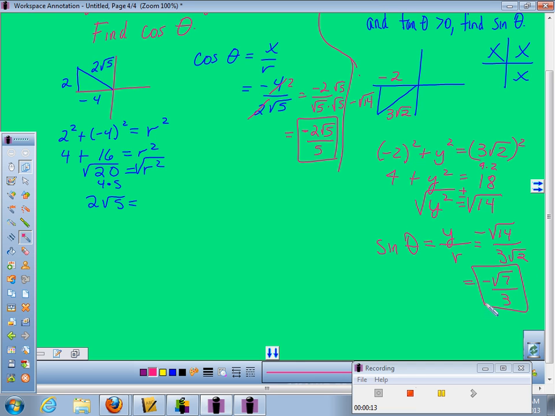Now, on your assignment sheet on these problems, it's going to say problem 5, and behind it, it's going to say sine. The instructions in the book tell you to find all 6 trig functions. You don't need to find all 6. You just need to find the one I named. So, that concludes our information.